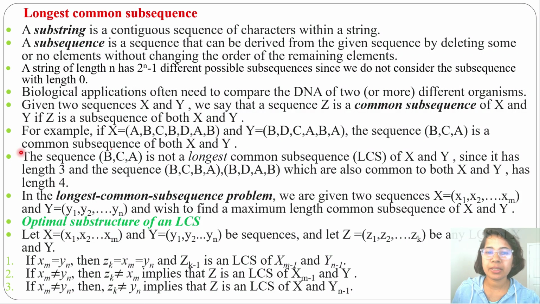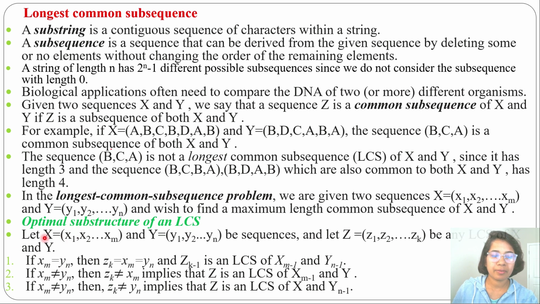Hi, in the previous lecture I discussed LCS, the longest common subsequence. If x and y are two sequences, then we want to find the maximum length common subsequence from both. I also discussed the optimal substructure of LCS.